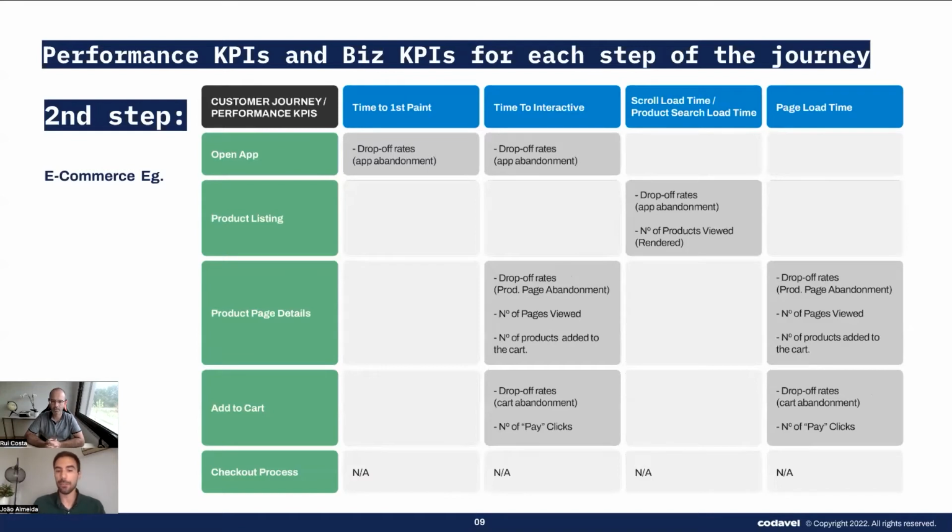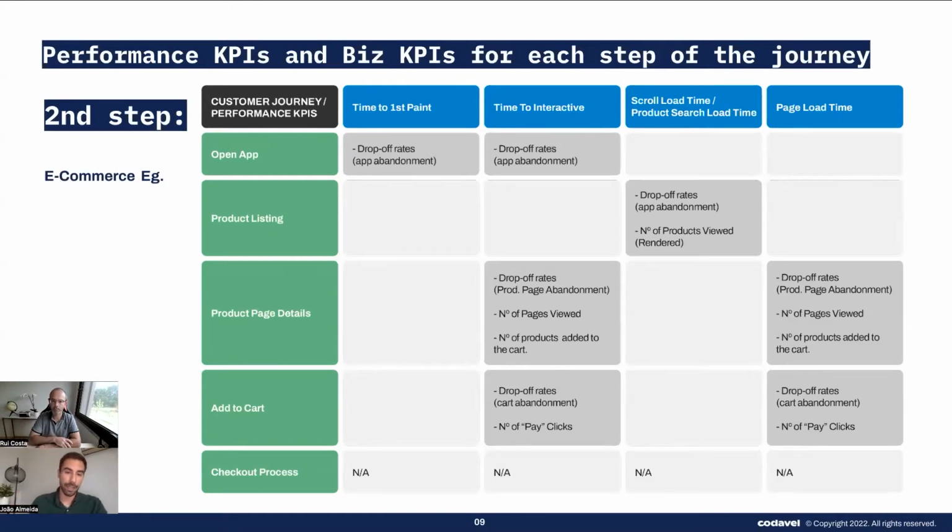Again, we have the customer journey in green and the KPIs in blue, the performance KPIs. And for this case, it's a bit different from video streaming, obviously. We start with the time to first paint, that basically measures the time when the first pixel is painted onto the screen. It can be like the bell icon on the background, whatever. I will give you an example later.